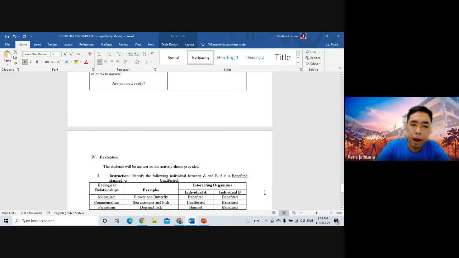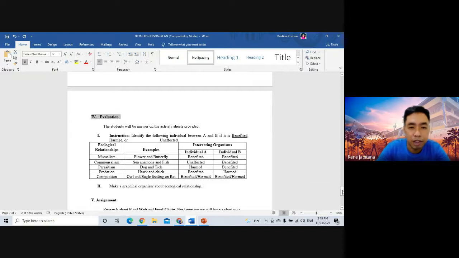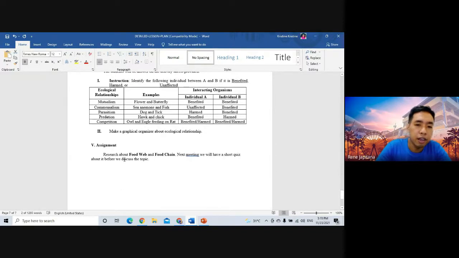Then the fourth part is the evaluation. This is how we evaluate the learning, if they have learned something. And the last part is assignment. Therefore, there are five parts.